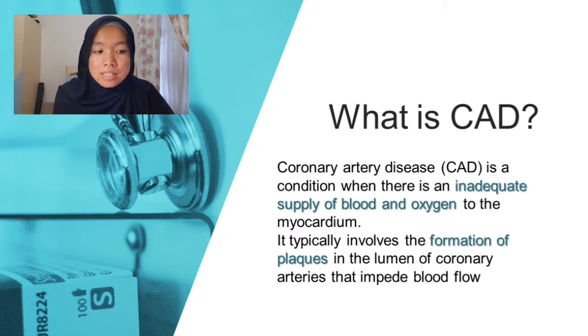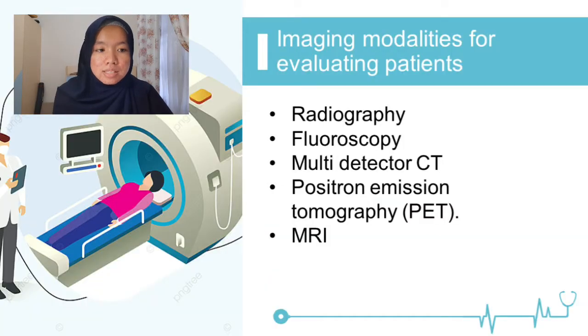CAD, or coronary artery disease, is a condition when there is an inadequate supply of blood and oxygen in the myocardium. It typically involves the formation of plaques in the lumen of coronary arteries that impede blood flow. The imaging modalities for evaluating this disease can be radiography, fluoroscopy, multi-detector CT, positron emission tomography, and we will focus on MRI imaging. MRI is useful in identifying the location and thickness of myocardial scars.